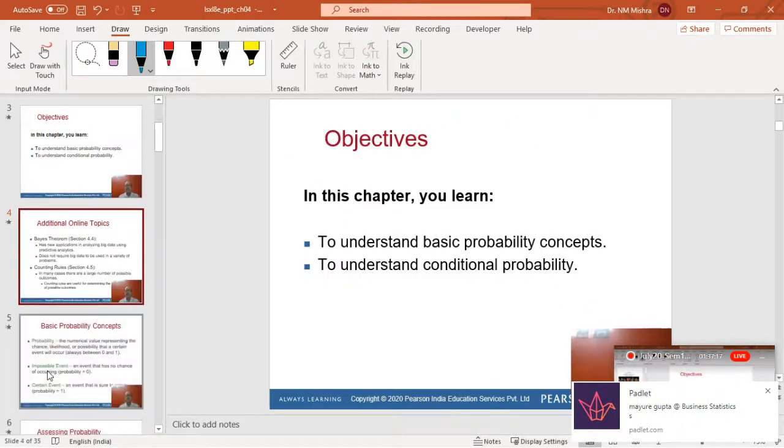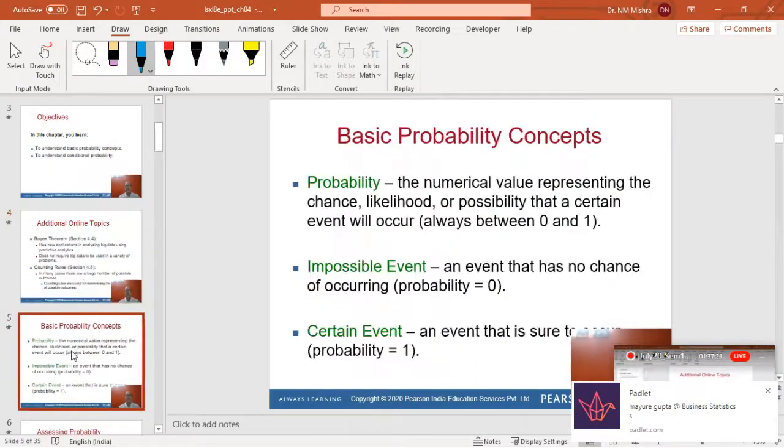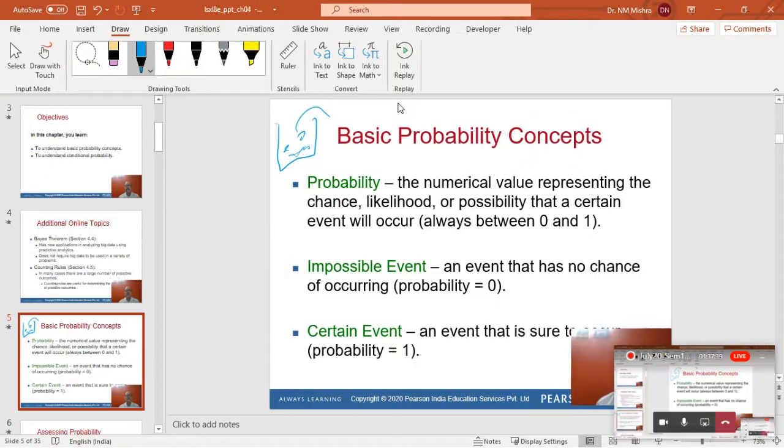And if you refer, this probability is the numerical value representing the chances, likelihood. What is the chance that if you pick one fruit from this basket, 500 fruits are there, that it is a mango? The chance is 0.04.